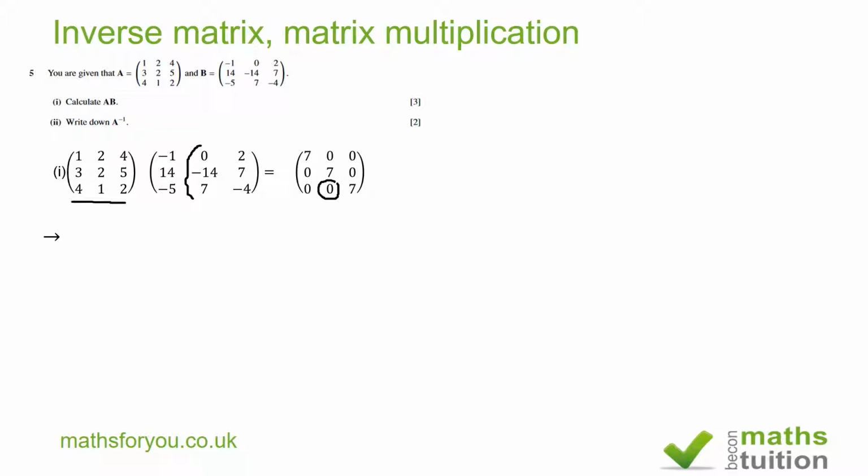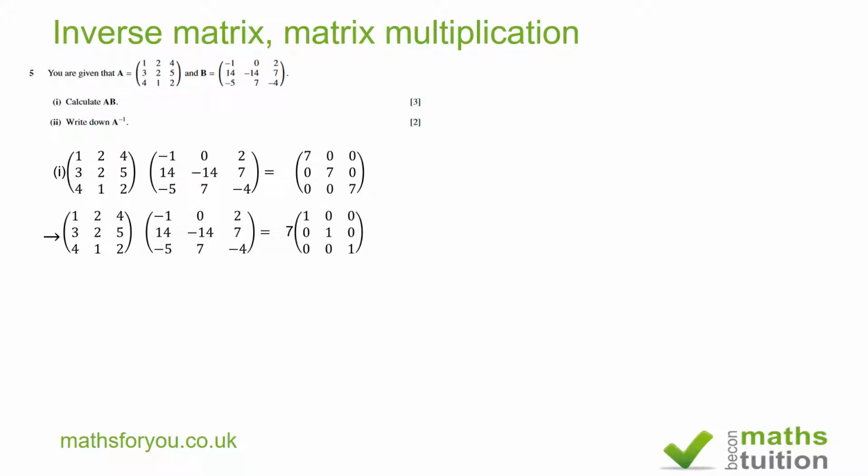Now, you can use the same principle to find out this one here as well. So in effect, what I then have is that the product of matrices A and B is this here. What I've done here is to divide everything in here by 7. Isolate 7 there, and I get 7 times 100, 010, 001. So that there is a unit matrix there. So in effect, that would then reduce to just 7. So that's 7, and that's AB.